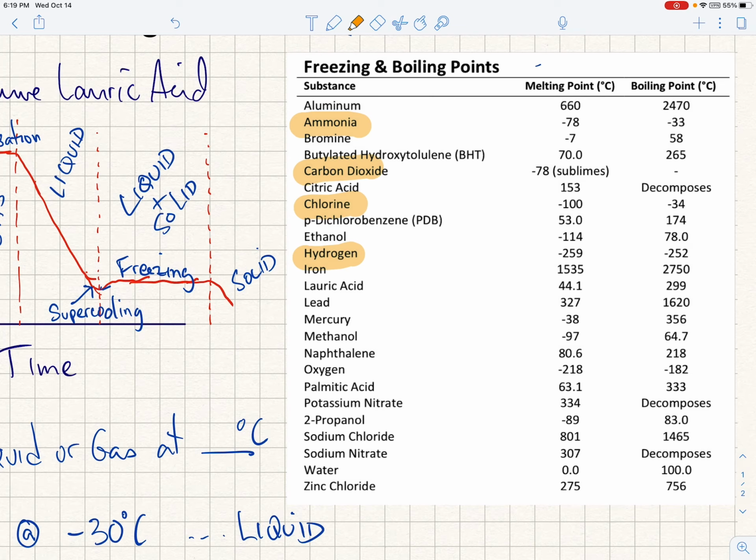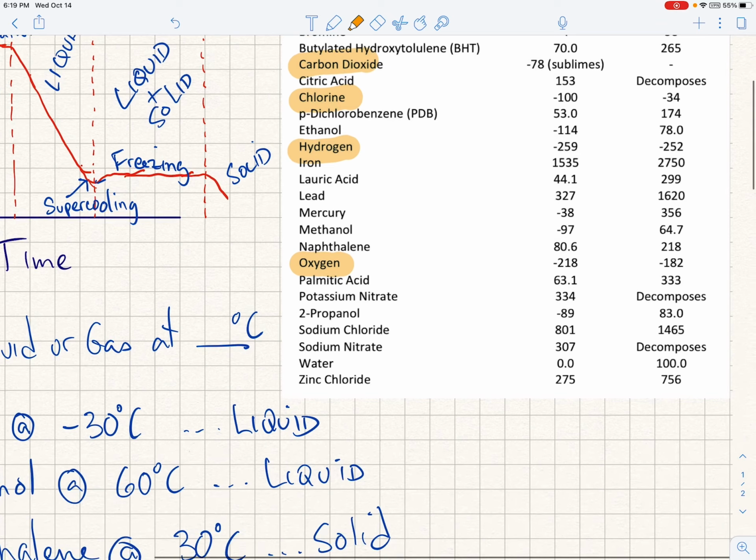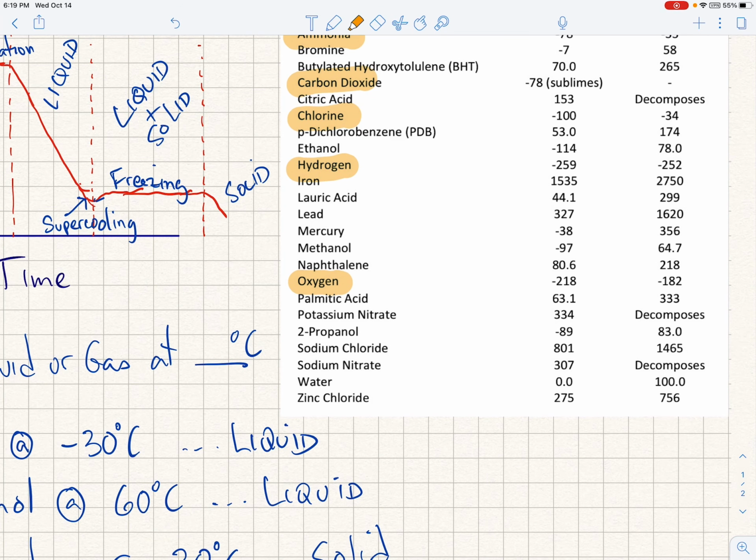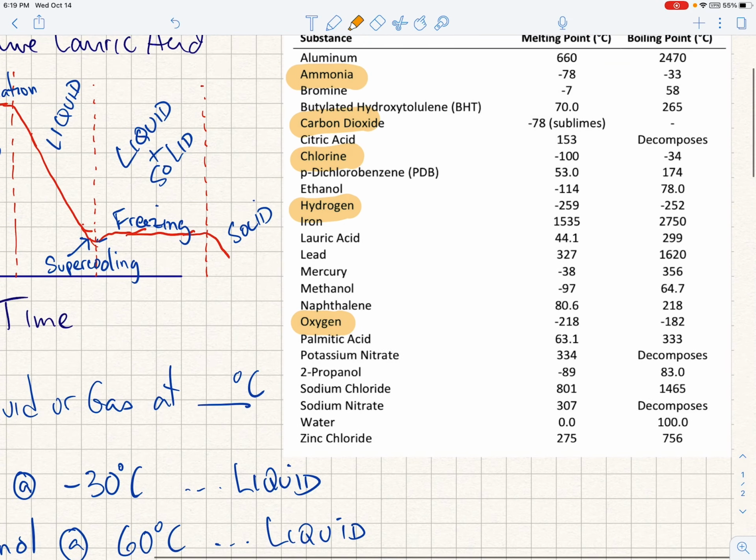Hydrogen boils at minus 252 degrees Celsius, so at any temperature above minus 252, including 0 degrees, hydrogen is a gas. And then we have oxygen, not surprisingly, is a gas at 0 degrees. And I think that's it on this list, things that are gases at 0 degrees.